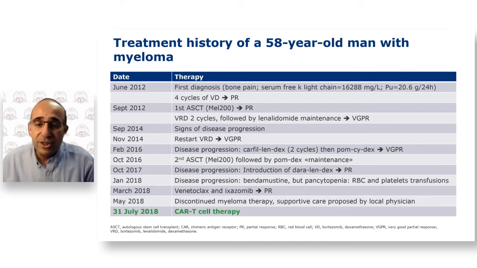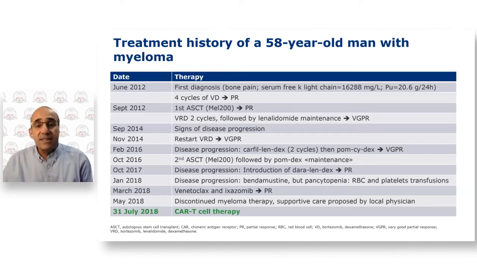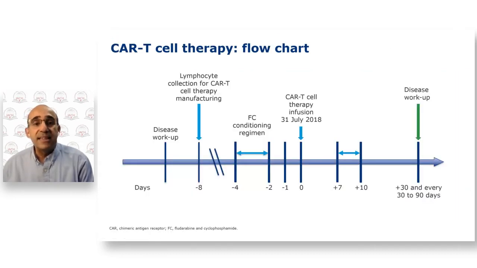Venetoclax was tested, although he didn't have the translocation 1114. He was able to receive a few weeks of ixazomib, only PR. So in May 2018, his local physician said, well, supportive care, we've tested everything. By this time, he didn't have access to elotuzumab, which was a possible option. So this is when he was referred to CAR T-cell, and he received an academic CAR T-cell infusion on the 31st of July, 2018.